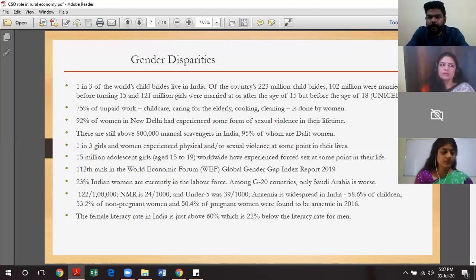When it comes to maternal mortality, we are at 122 per lakh of women. When it comes to anemia, we have to think about it. 50.4% of our pregnant women are anemic, and 1 in 5 maternal mortality deaths is because of anemia, directly or indirectly. So these are some of the challenges we have with the glaring gender disparities.